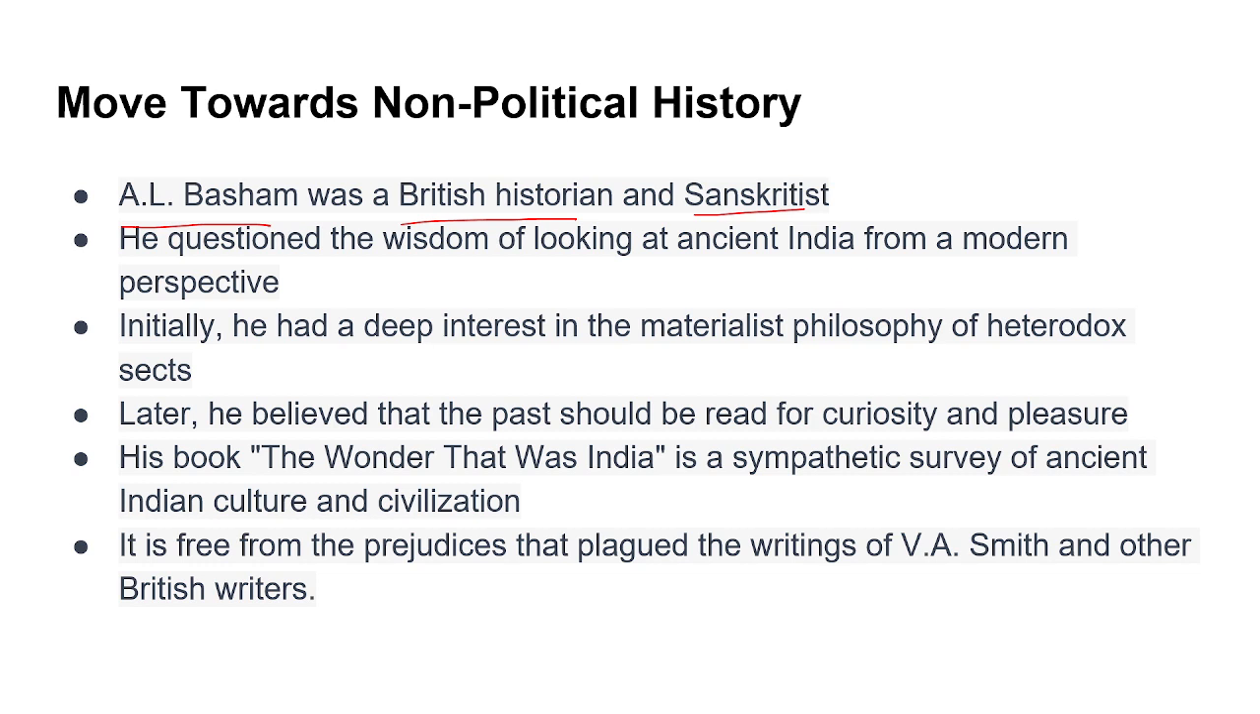So his book was, you can see this man's book was this. Match the following में ये आ सकता है. A.L. Basham, The Wonder That Was India. It is a survey of ancient Indian culture and civilization. What the book is about? It is about the survey of ancient Indian culture and civilization. So it is free from prejudice. तो हम देखते हैं ये non-political history जो है, it is free from prejudice basically.